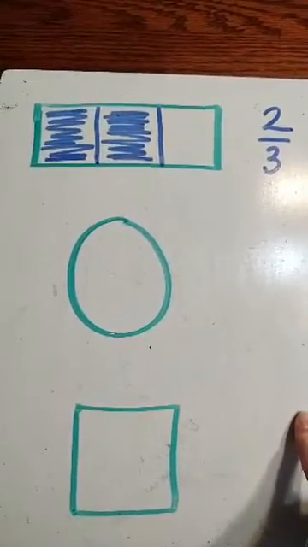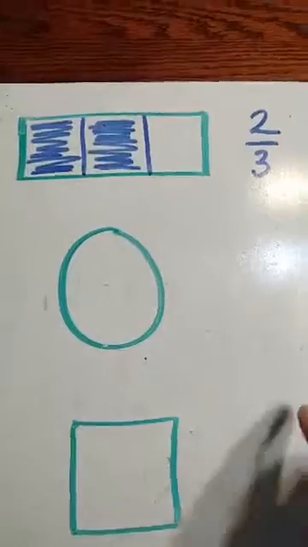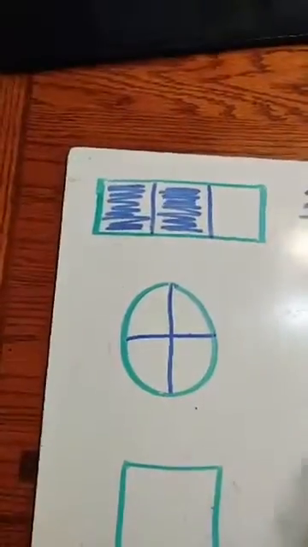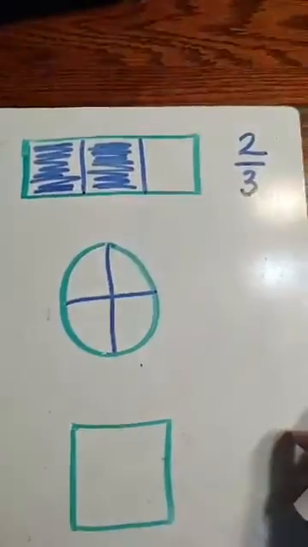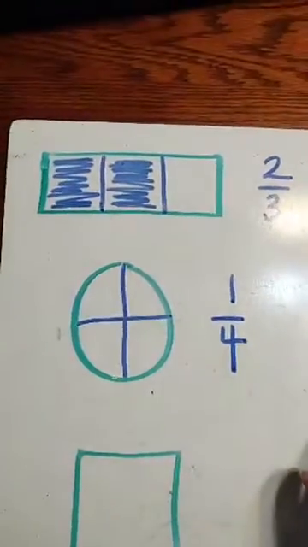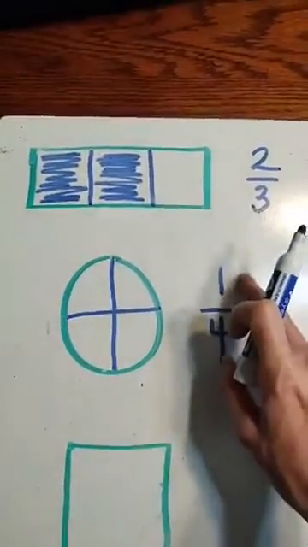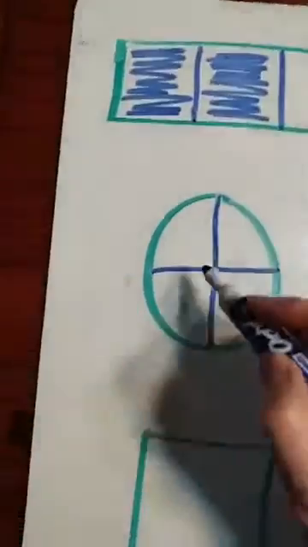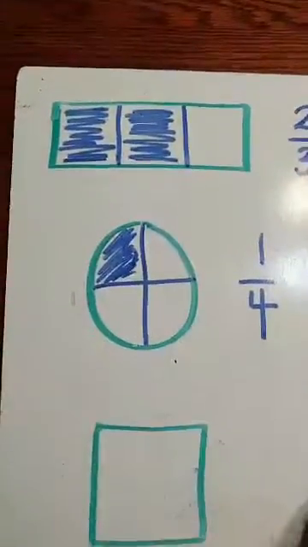Okay, now on this circle, they first want me to divide it into fourths. How many pieces will I divide it into if I divide it into fourths? Great job. I'm going to divide it into 4 equal pieces. So if I divide it into 4 equal pieces, I've divided it into fourths. And now they want me to shade 1/4. So how many pieces am I going to shade? You got it, 1, because the top number, the numerator, tells me how many to shade. The bottom tells me how many to divide it into. So I'm shading 1. And I shaded 1/4.